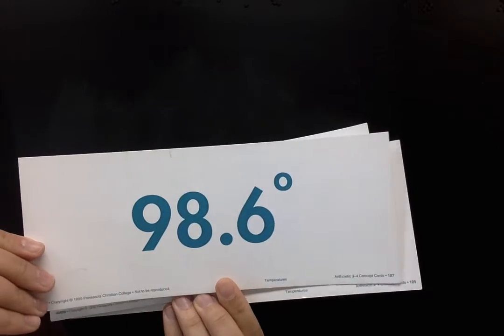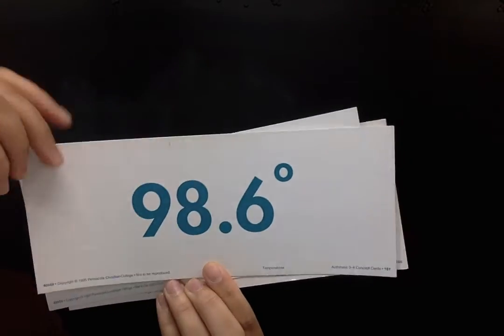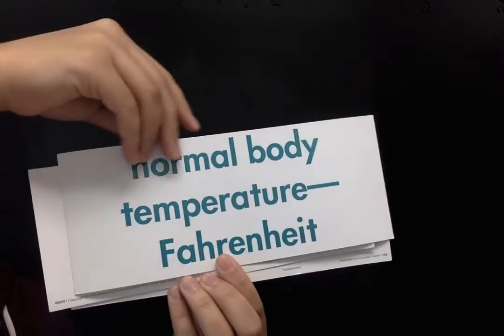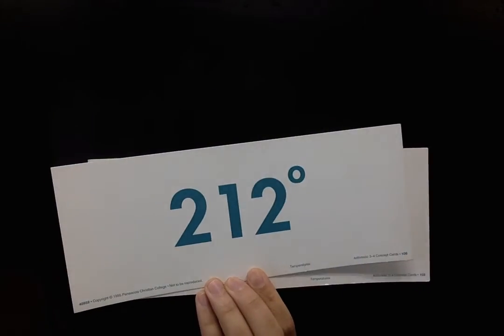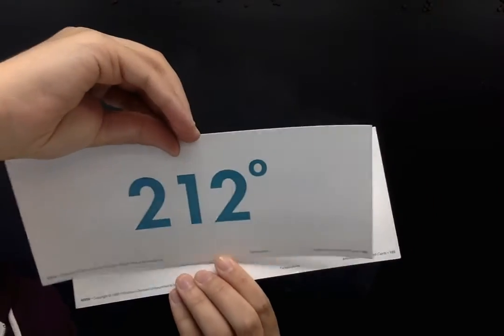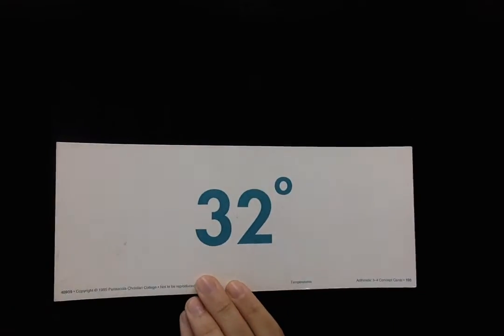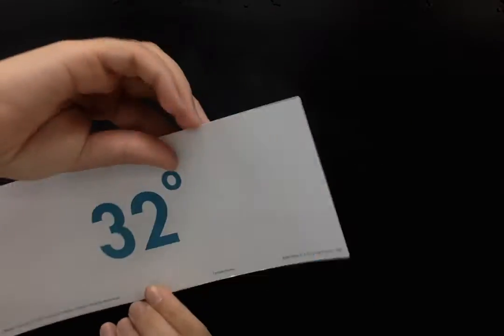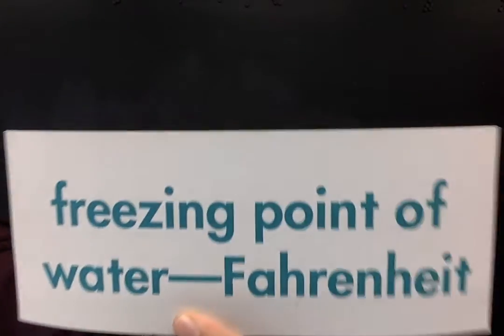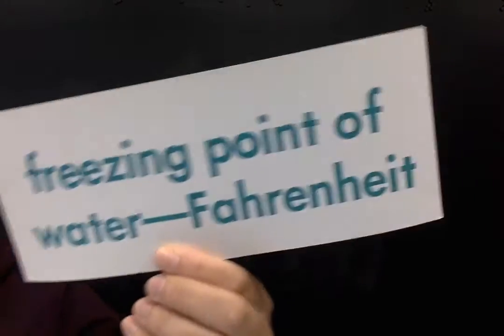98.6 degrees. Normal body temperature, Fahrenheit. 212 degrees is the boiling point of water, Fahrenheit. And 32 degrees is the freezing point of water, Fahrenheit.